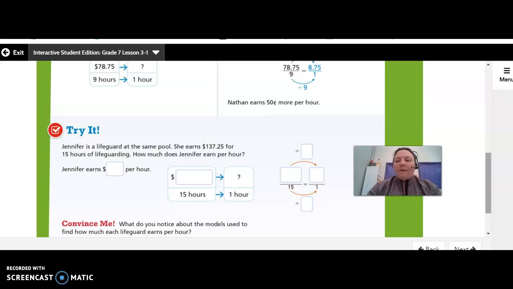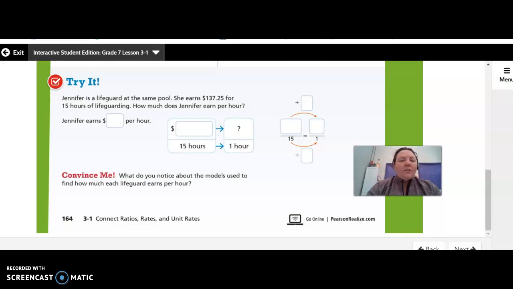So on the try it problem on the bottom of page 164, Jennifer is a lifeguard at the same pool. She earns $137.25 for 15 hours of lifeguarding. How much does Jennifer earn per hour? So she earns $137.25 in 15 hours. And notice, earn per hour. So earn is money, per hour. Those words tell us the order of our fraction. It tells us we want the money on top and the hours on the bottom.